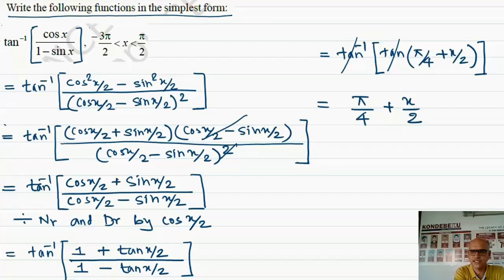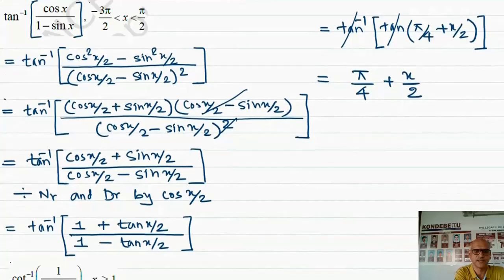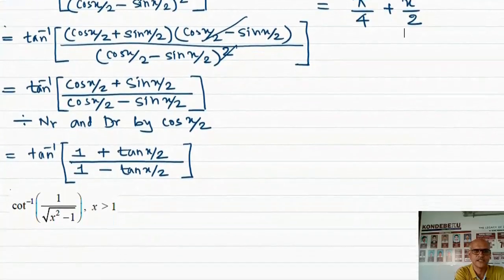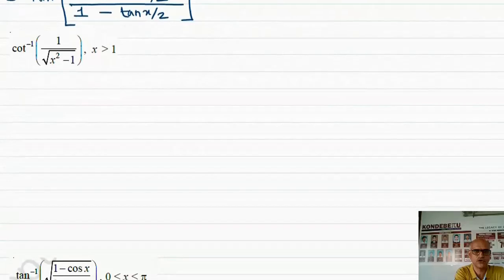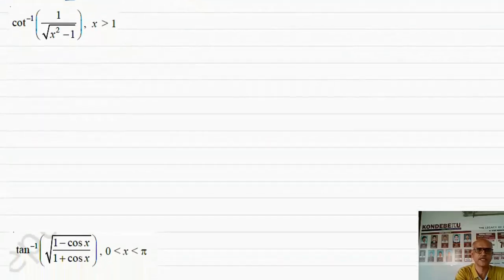So again these problems you will have in differentiation, so just one step of differentiation will be there. Now going to the second one, cot inverse 1 by root of x square minus 1. Now here you should remember some hints.